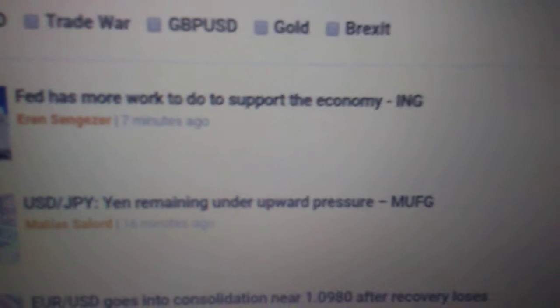Look at there. Right off the top. Fed has more work to do to support the economy. USD/JPY, yen remaining under upward pressure. EUR/USD goes into consolidation near 1.0980 after recovery loses momentum at 1.1. That's what that's saying right there.